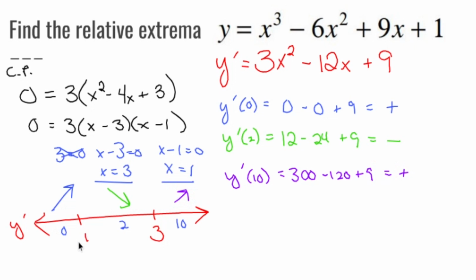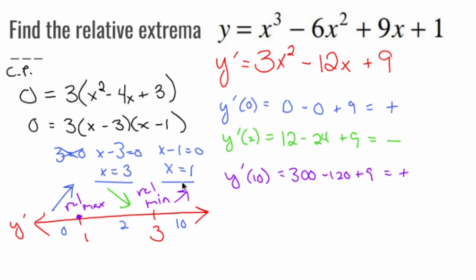So when x equals 1, it goes up and then down. So at x equals 1, I have a relative maximum. At x equals 3, it goes down and then up, which means my graph is bottoming out. This is a relative minimum.